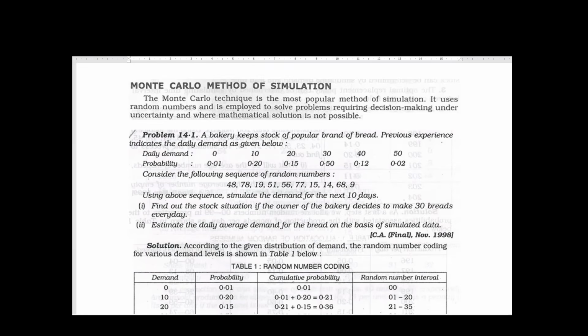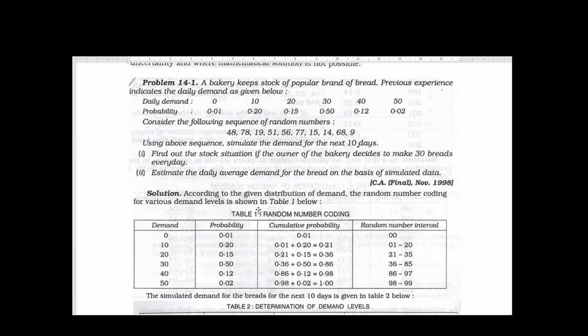So we have this problem. A bakery keeps stock of a popular brand of bread. Previous experience indicates daily demand as given below. So a daily demand and probability table is given.